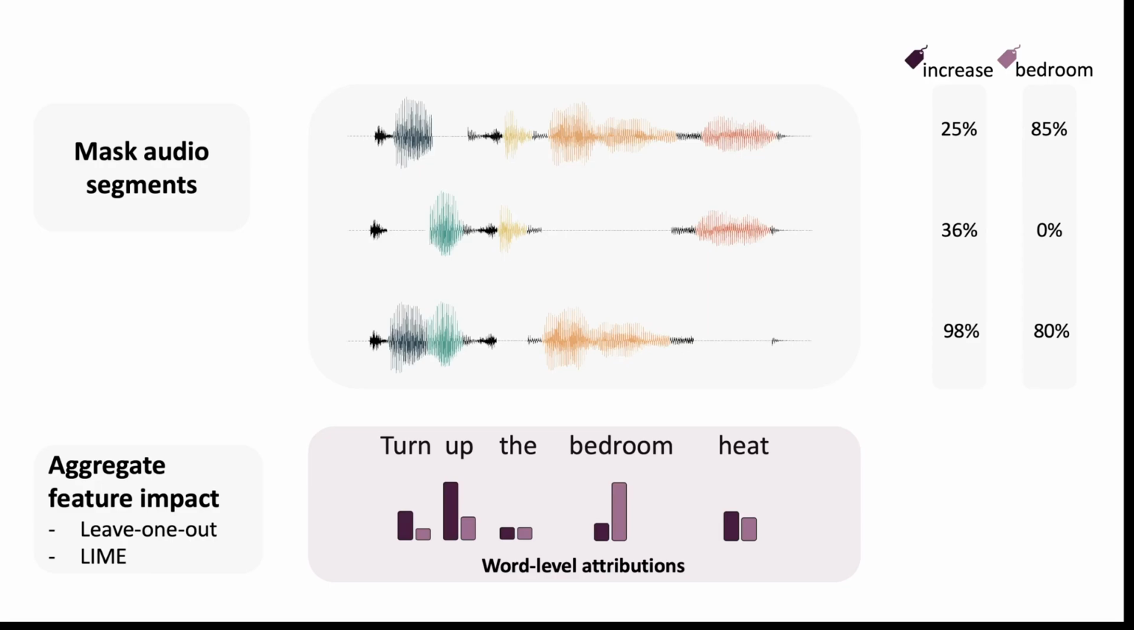So as a result, for both techniques, we obtain a relevance for each spoken word and for each label. Considering this case, we obtain that up is the most relevant term for the increase class, while bedroom is the word that impacts the bedroom prediction. This is reasonable and it is aligned with what we expect, and this we'll see is a characteristic that we want to analyze.